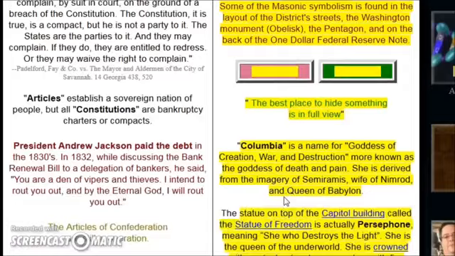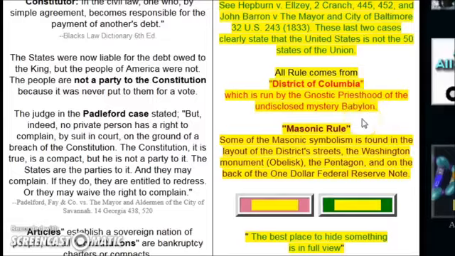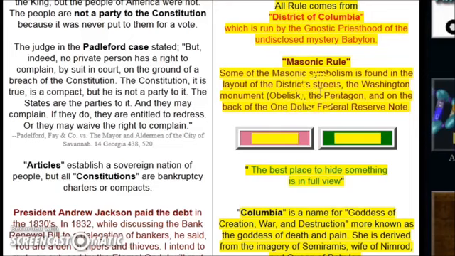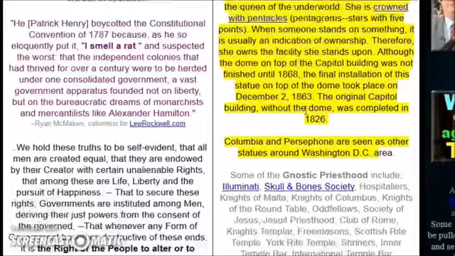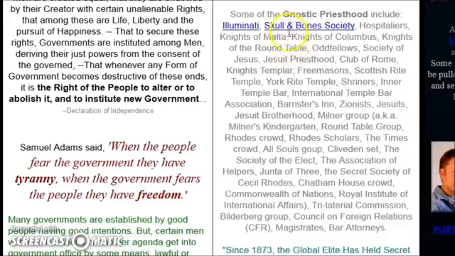And also, it goes on to say that the District of Columbia is run by Gnostic priesthoods of the undisclosed mystery Babylon under Masonic rule. Some of the Masonic symbolisms are laid out on the district streets. The obelisk, which is also in the City of London, and also an obelisk in the center of the Vatican in Rome. Again, Egyptians, they actually brought these obelisks, except for the Washington, D.C. one, over from Egypt. Now, going down a little further, we see that the Gnostic priesthood includes the Illuminati, Skull and Bones Society, which John Kerry and the Bushes are members of, Knights of Malta, Knights of Columbus, all the secret societies, and then the ones you've probably heard of down here.